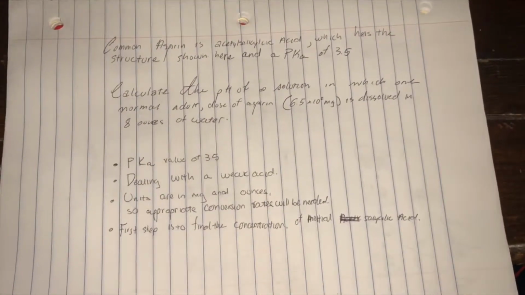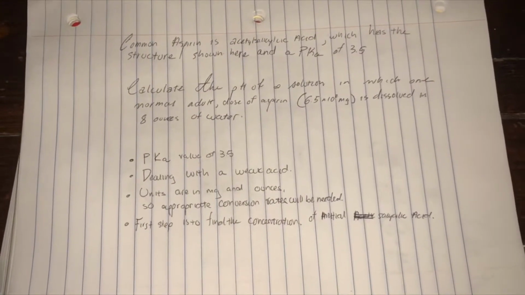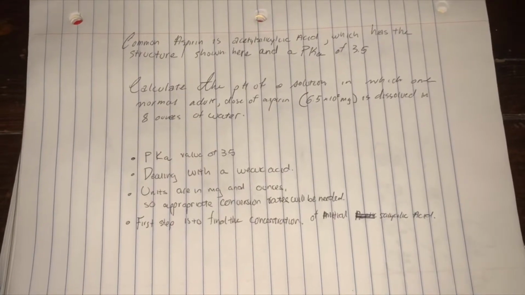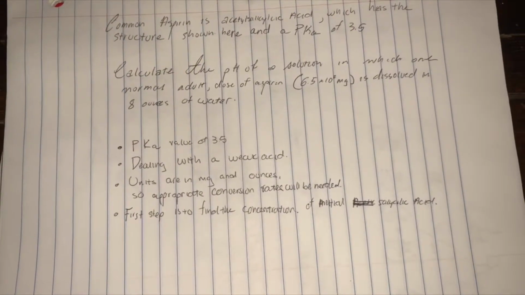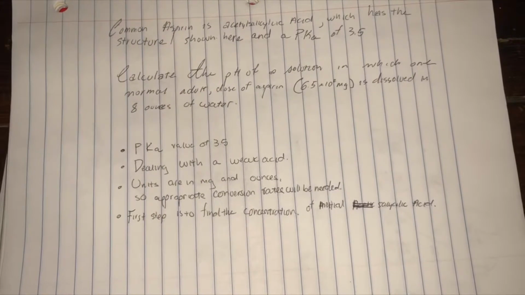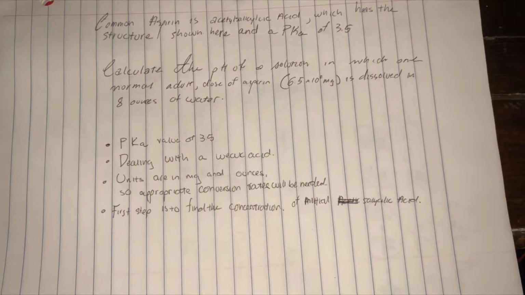A couple things to point out: a pKa value of 3.5 indicates that we'll be working with a base of 10 in order to eliminate the log value associated with the 3.5. We're dealing with a weak acid, which means we don't know how much it will dissociate, and we need to find that out using a RICE table. Units are in milligrams and ounces, so appropriate conversion rates will be needed. And the first step is to find the initial concentration of salicylic acid in order to conduct the RICE table.